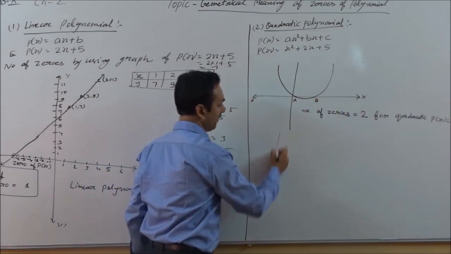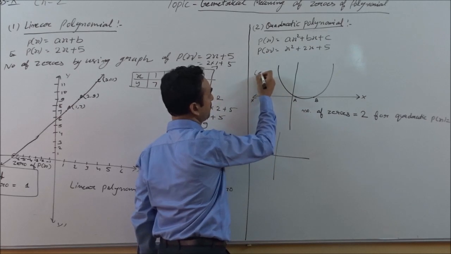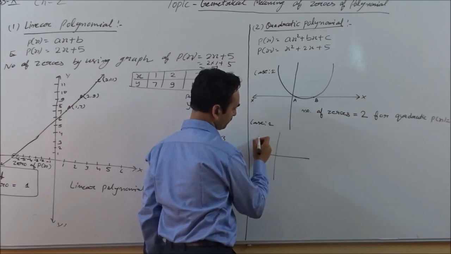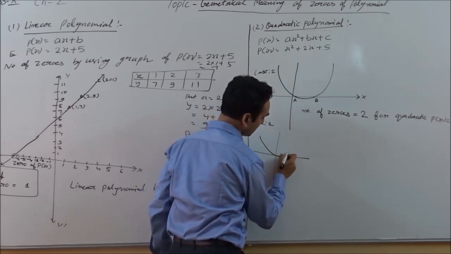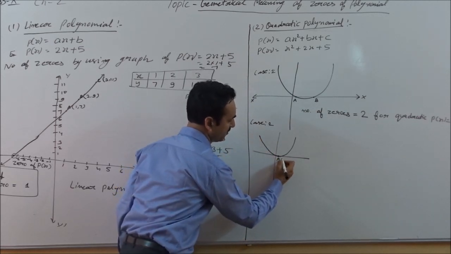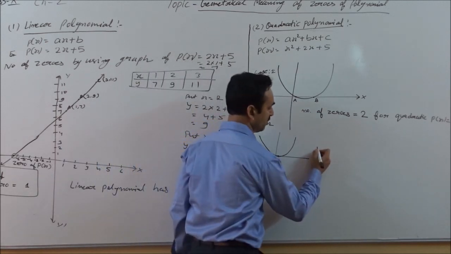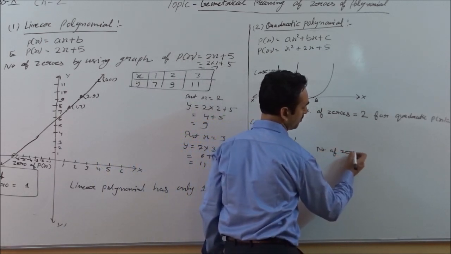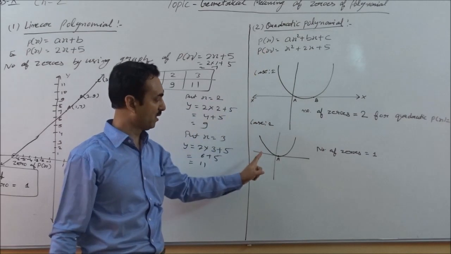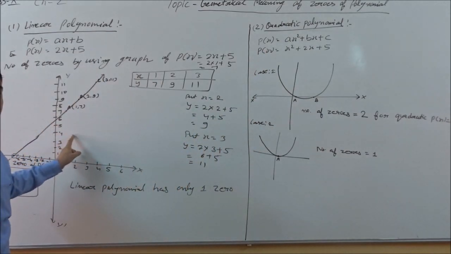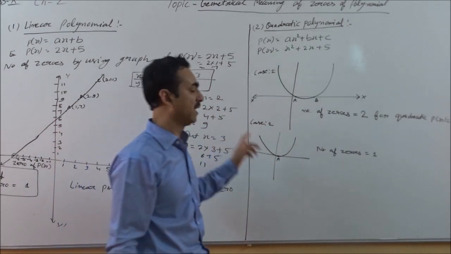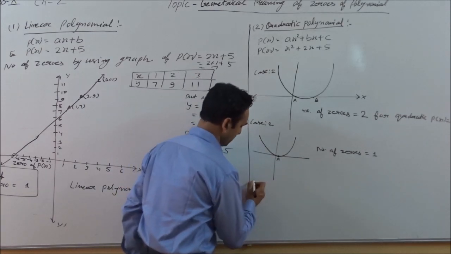Now you can see the different cases. This is case 1, this is case 2. If the parabola, the graph of the polynomial p(x), passes through only one point, then the number of zeros equals 1. The graph of a quadratic polynomial is not a straight line. A straight line will only be for a linear equation. The graph of a quadratic polynomial will always have a parabola form. Now, case third.